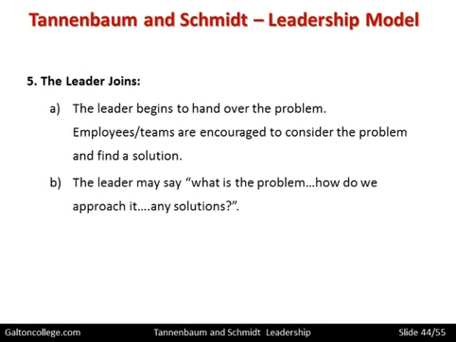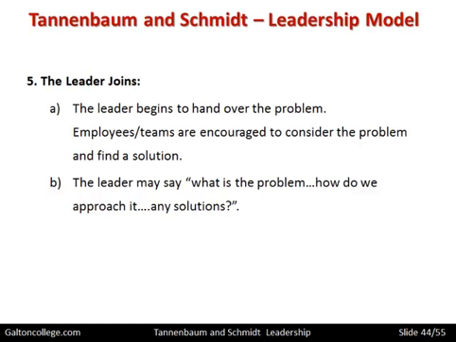The leader may say, what is the problem? How do we approach it? Any solutions? So it's different from the past, from the more autocratic style. In the more autocratic style, the leader says, this is what I want done. There was no explanation as to what the problem was or what the rationale behind the decision. This is what I want done. I want it done within the next 2 days or whatever. So it was much more autocratic.